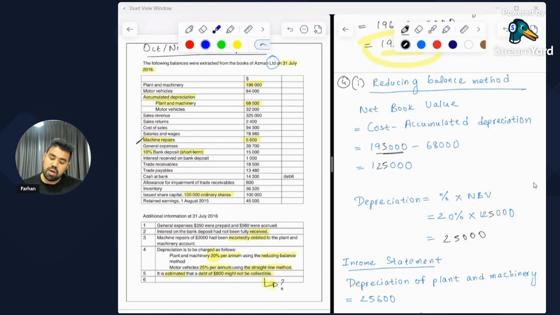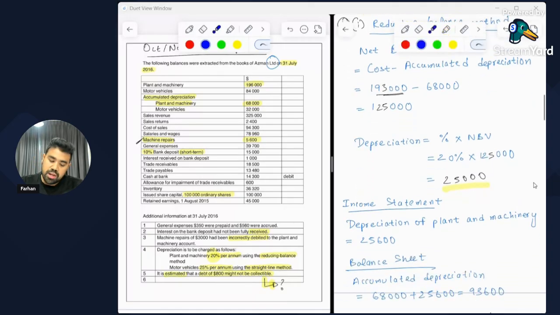So 10% of 125,000 is 12,500. So 20% is going to be double of 12,500. So yeah, $25,000. That sounds correct. All right. So how do we treat this depreciation in our financial statements?